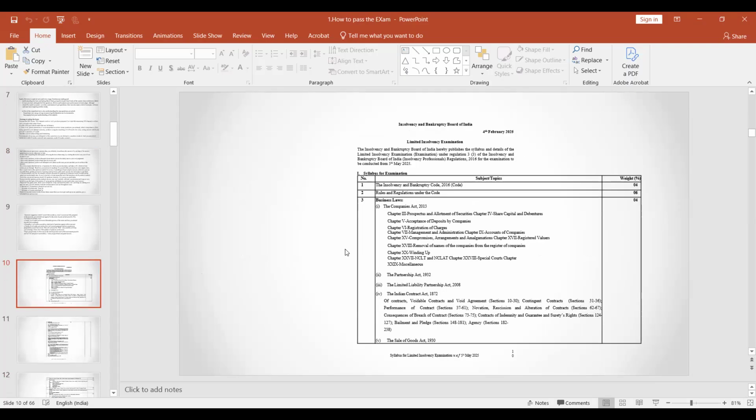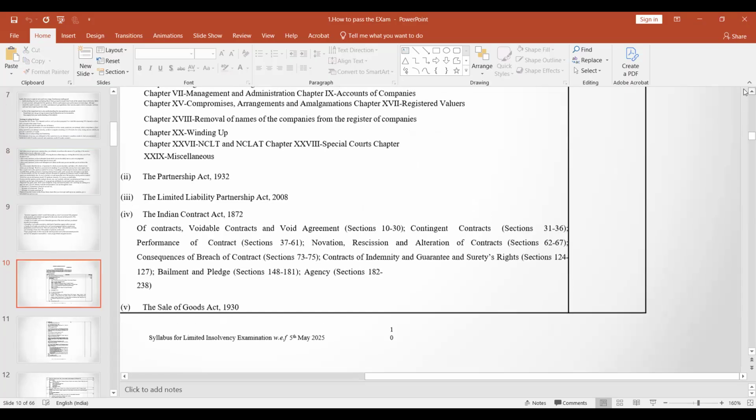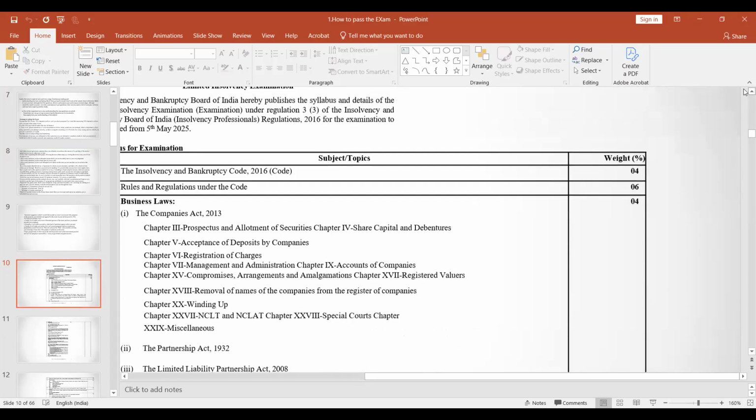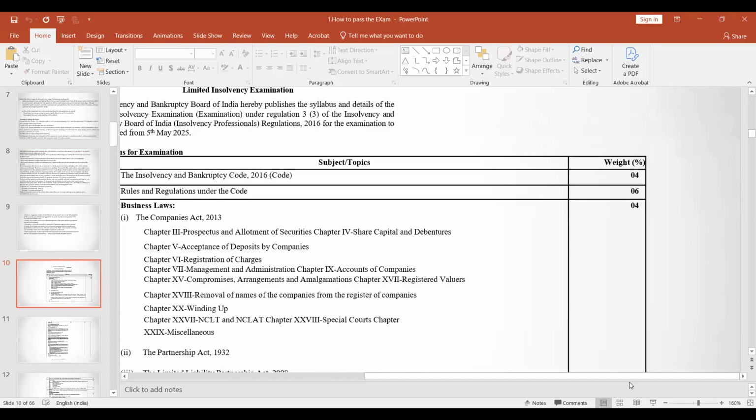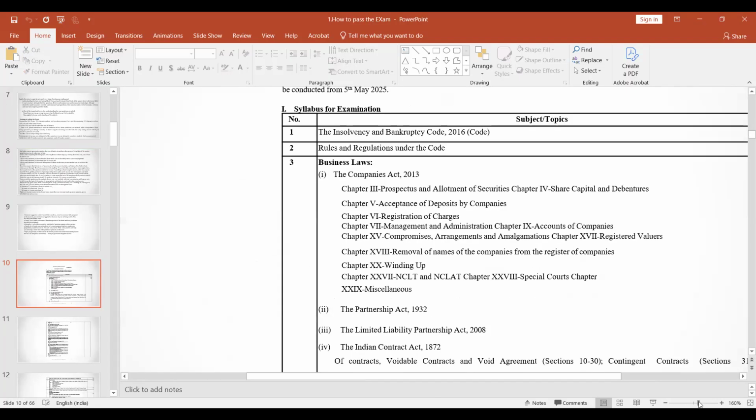So this is the syllabus. I hope my syllabus is visible. Here you will find that code and regulations are of 10 marks. Basically, 1 mark questions, 10 questions from the code. Then business laws and allied laws.